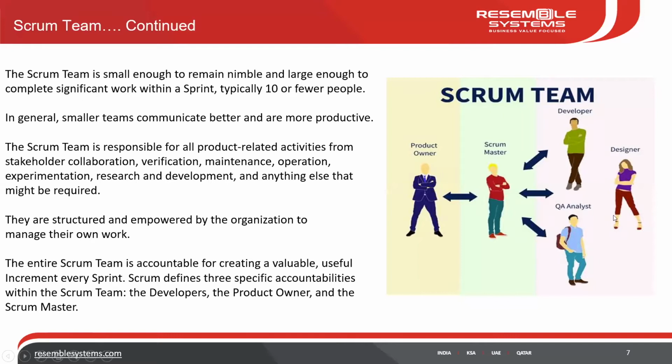If you look at the picture on the right, these are some roles which we will look into in detail. We have a person called the product owner. We have a Scrum Master. Then we have the team. If you look at the team here, we have the developer, designer, QA. This is called a Scrum team.